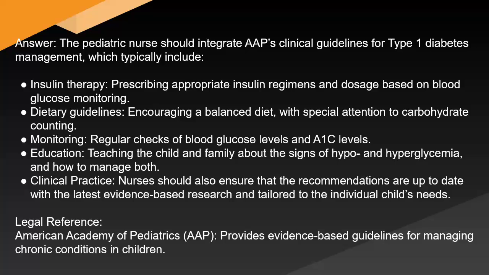appropriate insulin regimens and dosage based on blood glucose monitoring, dietary guidelines, encouraging a balanced diet with special attention to carbohydrate counting, monitoring, regular checks of blood glucose levels and A1C levels, education, teaching the child and family about the signs of hypoglycemia and hyperglycemia and how to manage both, clinical practice. Nurses should also ensure that the recommendations are up to date with the latest evidence-based research and tailored to the individual child's needs. Legal reference: American Academy of Pediatrics provides evidence-based guidelines for managing chronic conditions in children.